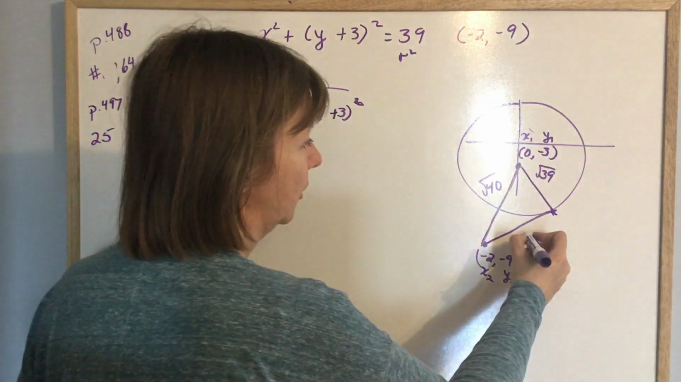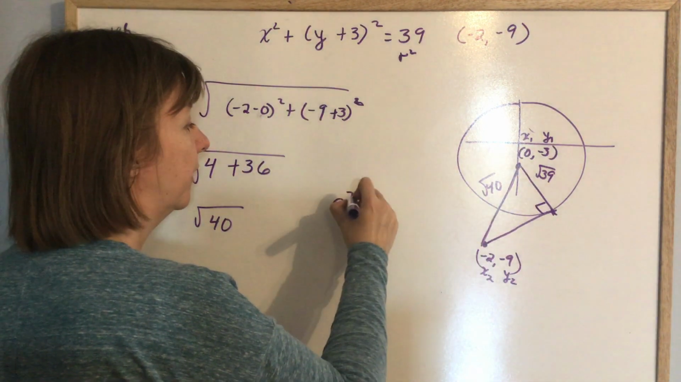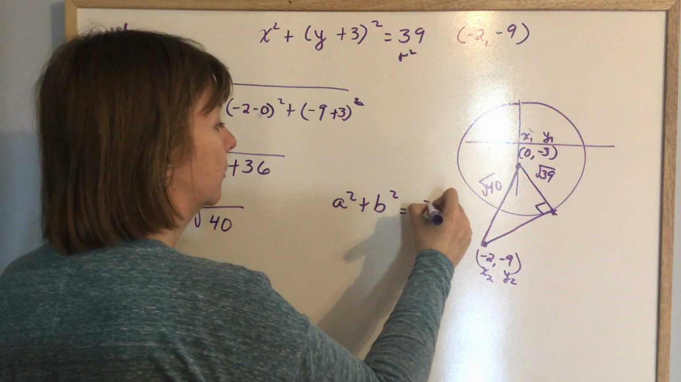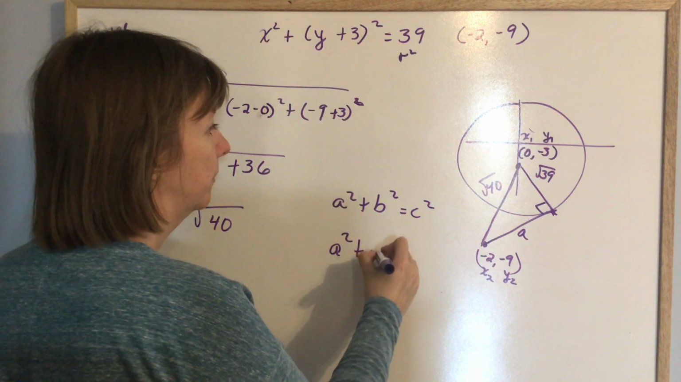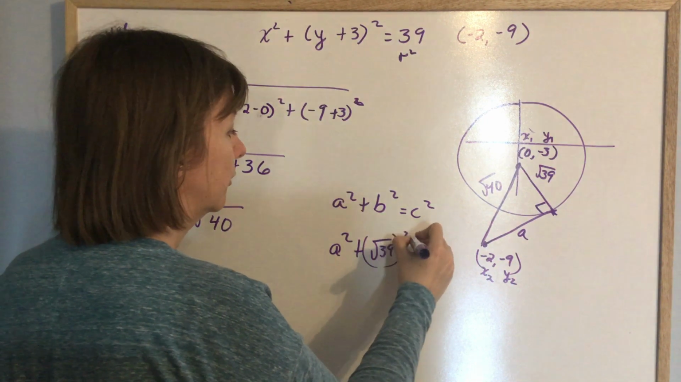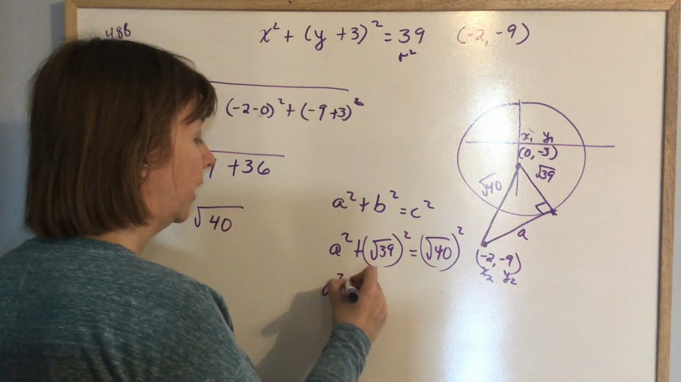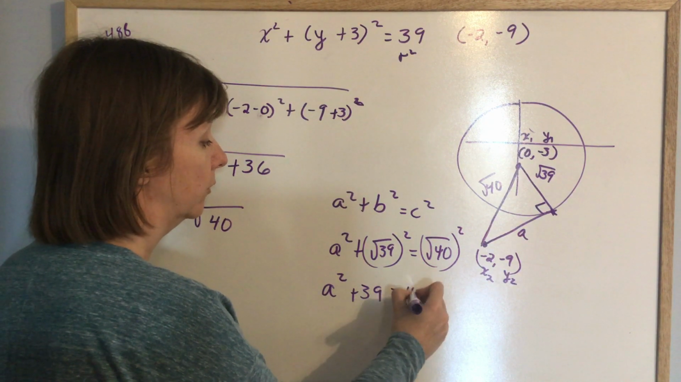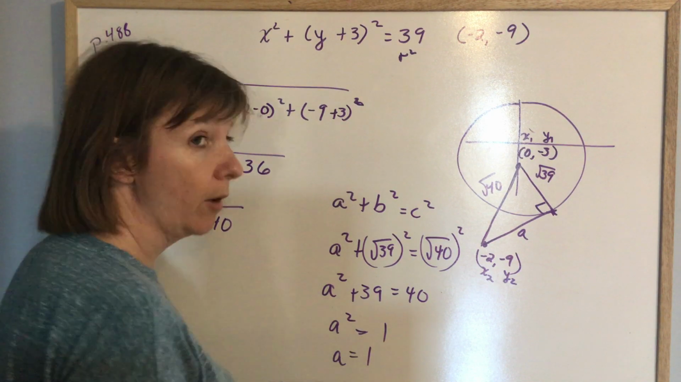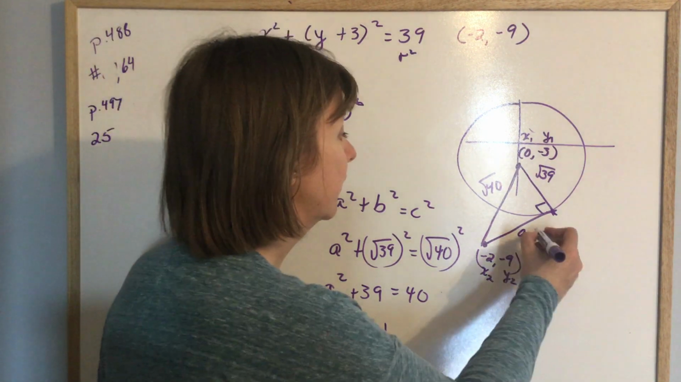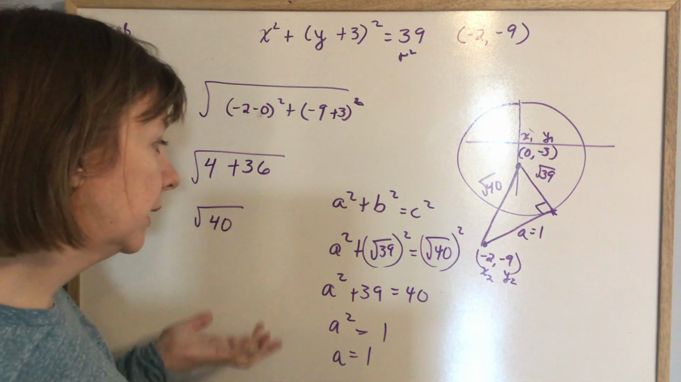Now remember, this is what I'm trying to find. So if I know that that's a right angle, and I know the Pythagorean theorem, a squared plus b squared equals c squared, let's call this a. A squared plus root 39 squared equals root 40 squared. So a squared plus 39 equals 40. I'm going to move that over there. So a squared equals 1. So a is 1. So this line would actually be very short. I don't have that drawn very accurately. Okay? And that's what I get.